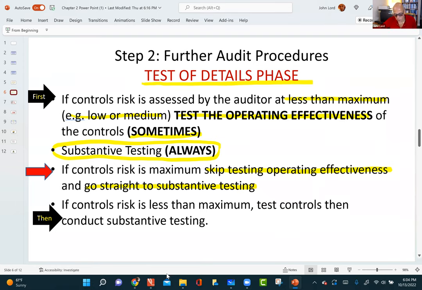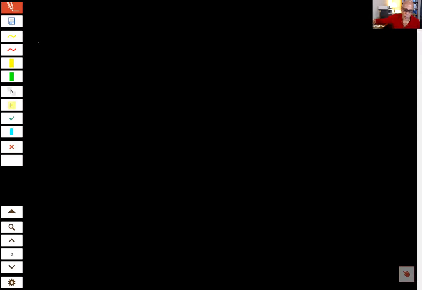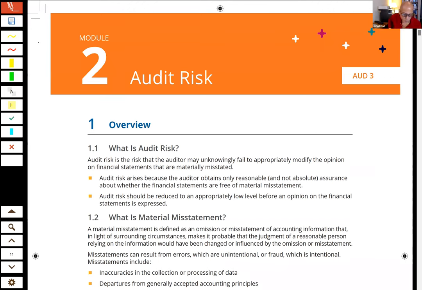Okay, good. So we come over and take a look at the textbook, and we start to look at audit risk. We've seen how that is mathematically determined using inherent risk times control risk times detection risk. But let's see what we think audit risk is. Audit risk is the risk that the auditor will unknowingly fail to appropriately modify the opinion on financial statements that are materially misstated. There's a material misstatement, we should qualify or give an adverse opinion, instead we give an unmodified, unqualified opinion. That's our audit risk.